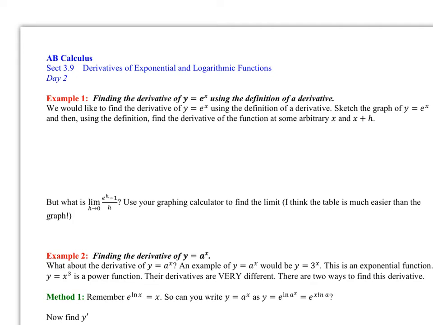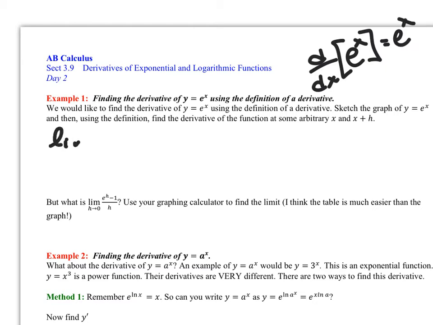3.9, day number 2, derivatives of exponential and logarithmic functions. So let's get started by using the difference quotient to find the derivative of e to the x. We already know that the derivative of e to the x, based on our rule, is itself, but let's just confirm using the difference quotient.